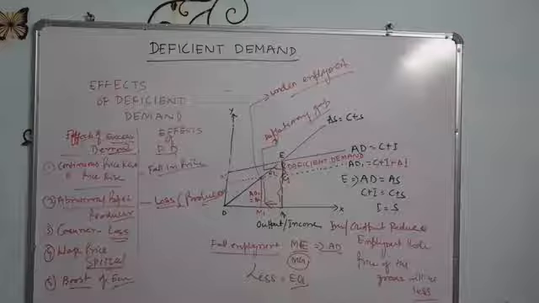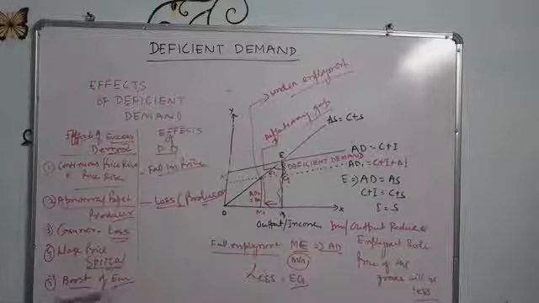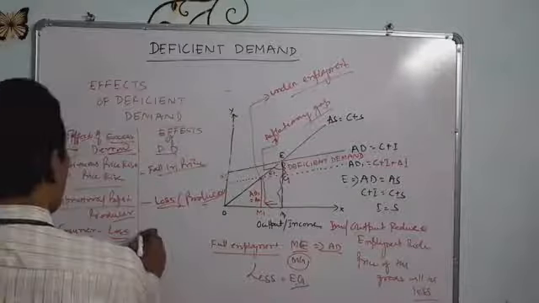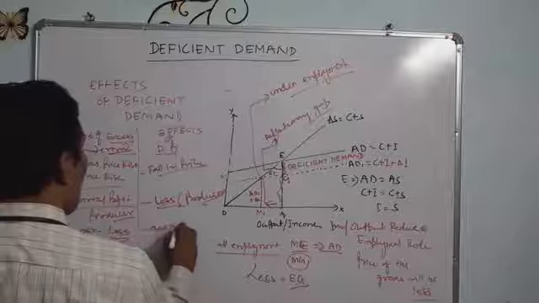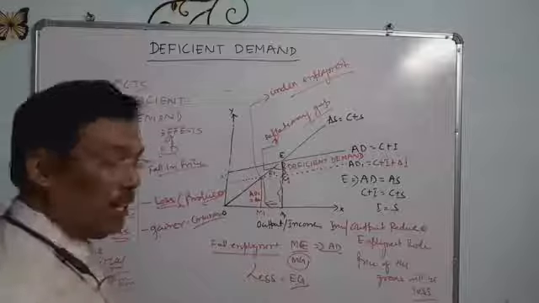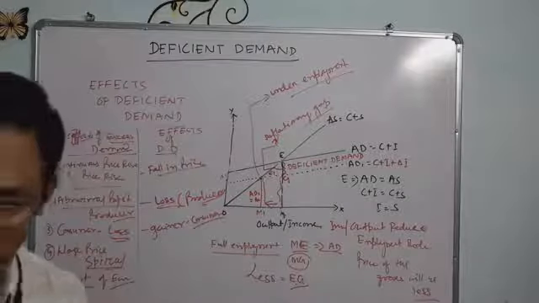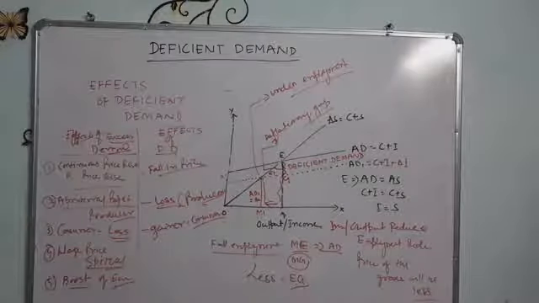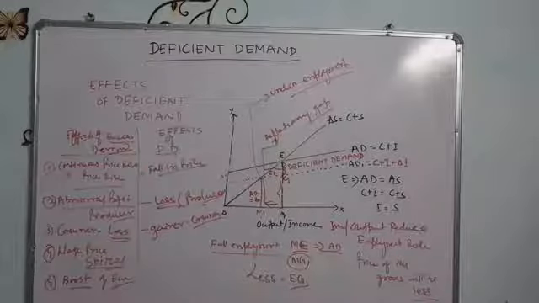Again, the third point: in the case of excess demand, the consumer suffers the loss, but due to the fall in the price of the products, who will be the gainer? The consumer will be the gainer. If the general price is less, consumers will purchase the goods at lower prices, so the consumer will be the gainer.